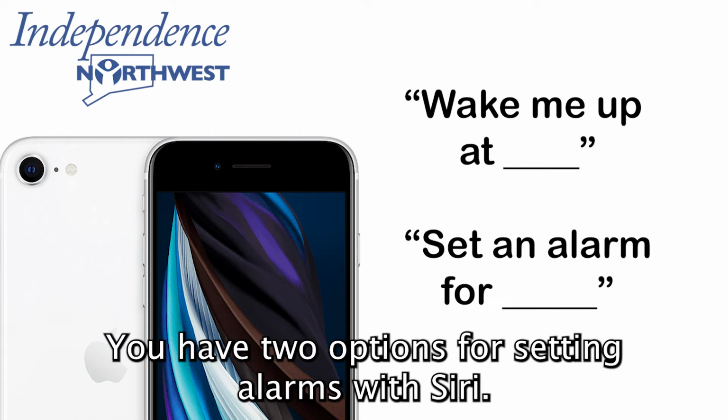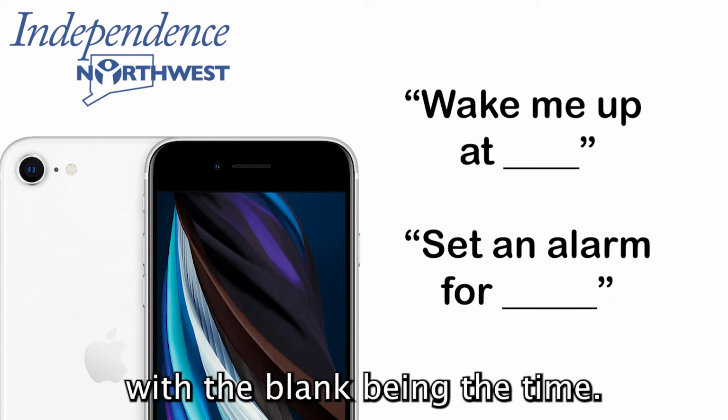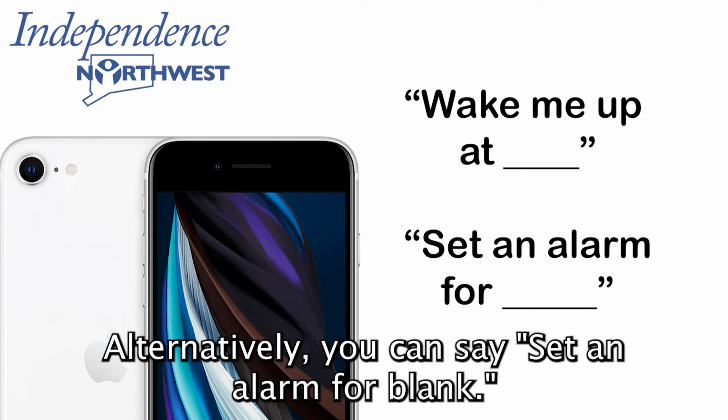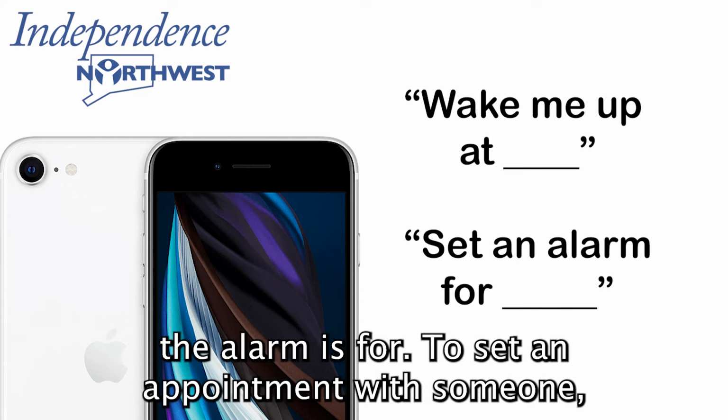You have two options for setting alarms with Siri. If you want to set an alarm for the next morning, say wake me up at blank, with the blank being the time. Alternatively, you can say set an alarm for blank. With this second option, you can also specify what day of the week the alarm is for.